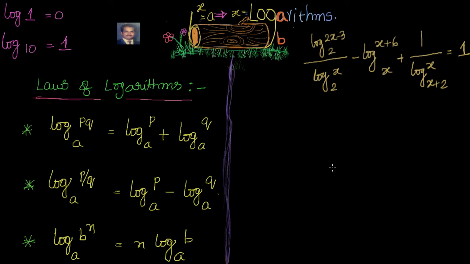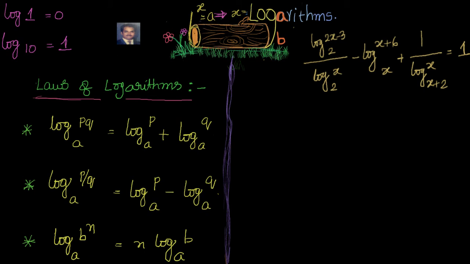So as we said in the last video, we'll be doing some problems in logarithm. So let's go ahead. Let's look at the first problem here. We have log of 2x minus 3 to base 2 divided by log of x to base 2, minus log of x plus 6 to base x plus 1 by log of x to base x plus 2, equal to 1.